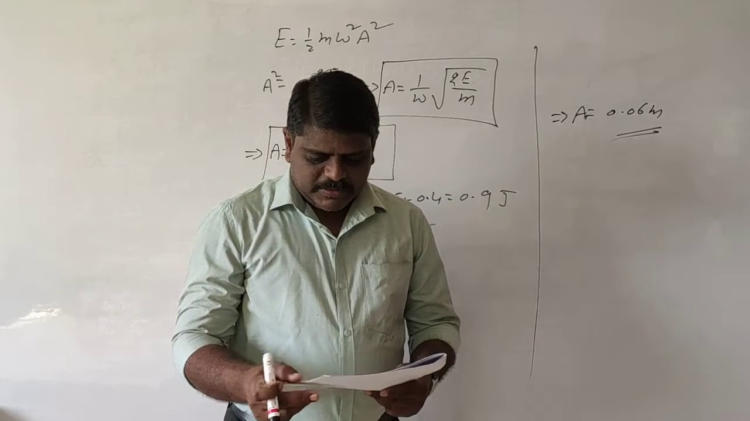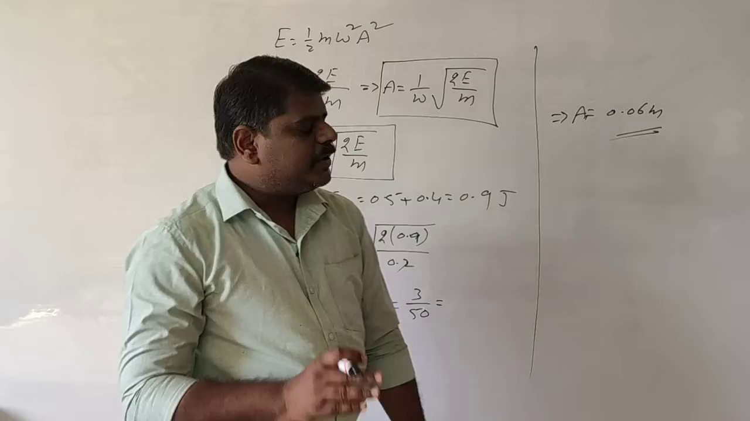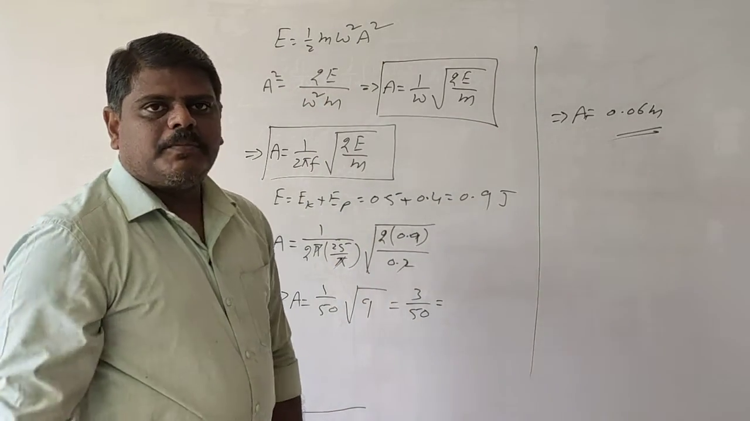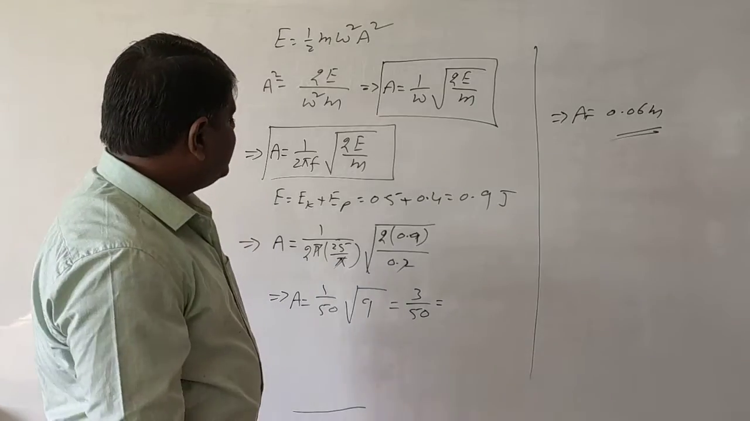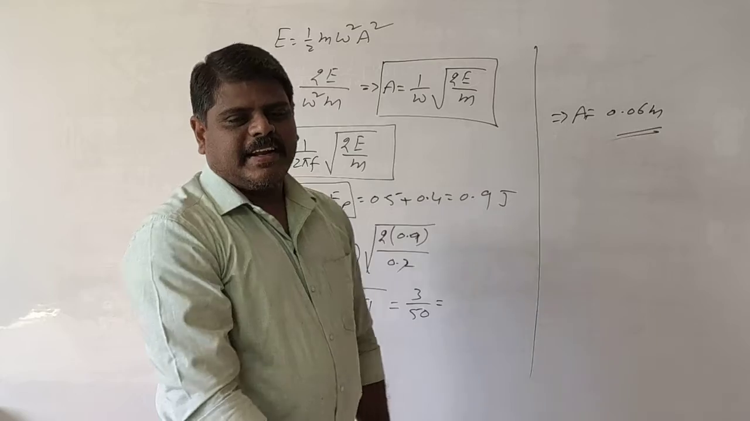In the given options, the second option, 0.06, is correct. In this problem, we used the total energy of the simple harmonic oscillator, where E represents the sum of the potential and kinetic energies. Right, let's go for the next one.